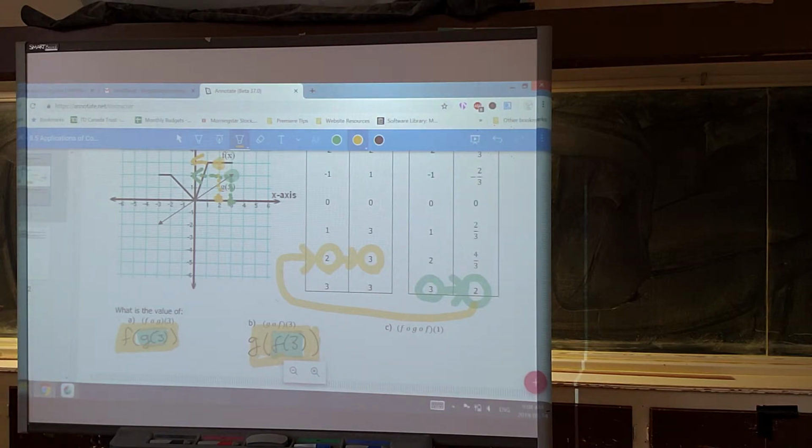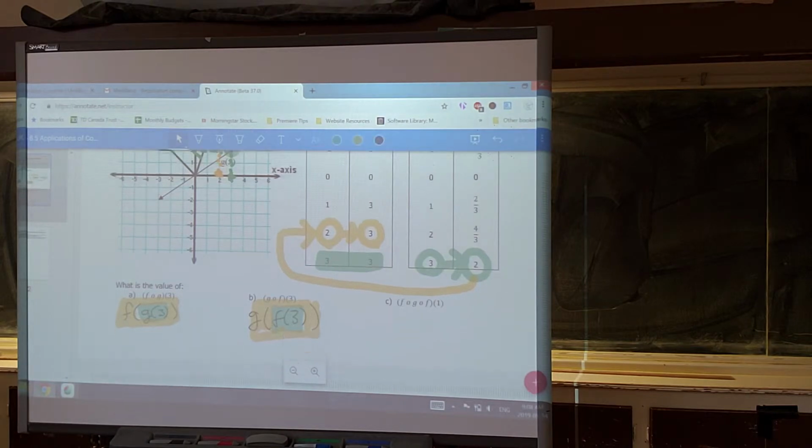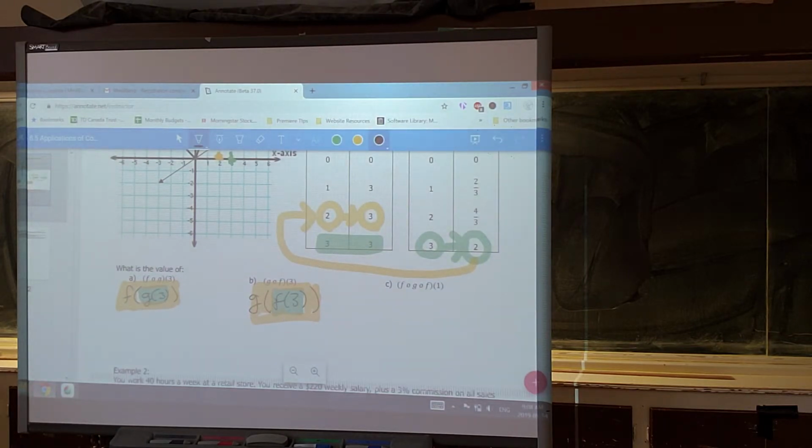Okay? Let's see. F of 3, right here. The answer is 3, which means you will plug 3 into the G function, which gives you 3. I'm not trying to be hard here. This would equal 2.